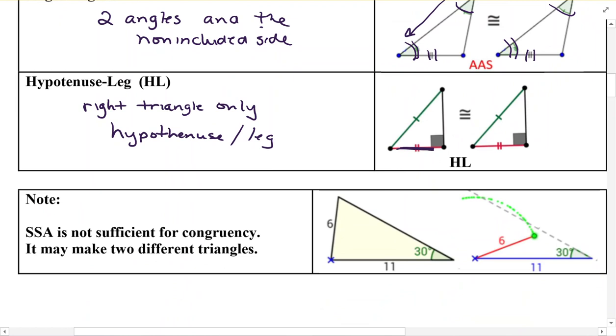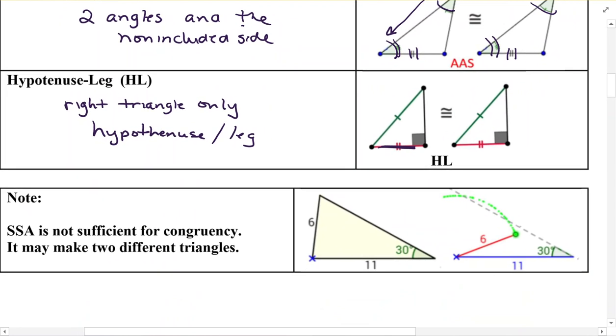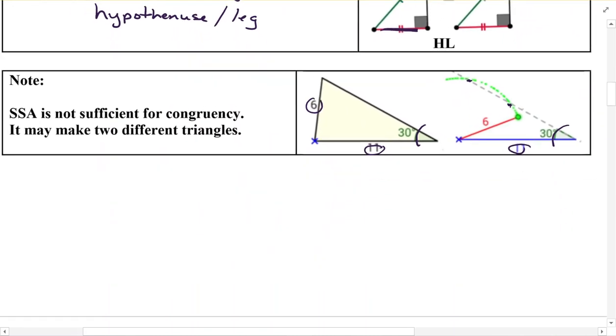If you look at using other triangles, if we have side, side, angle, it could make two different triangles. So on this one we do have an angle that's 30 degrees, a side that's 11, and a side that's 6. But that side that's 6 can actually swing and hit two different triangles that we can make with it. So side, side, angle doesn't work, except when we have a right triangle. The other one that doesn't work is angle, angle, angle.